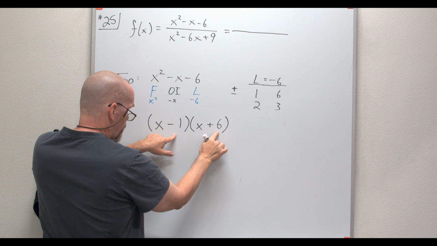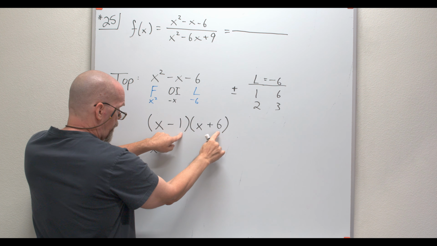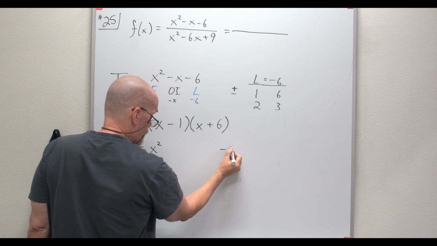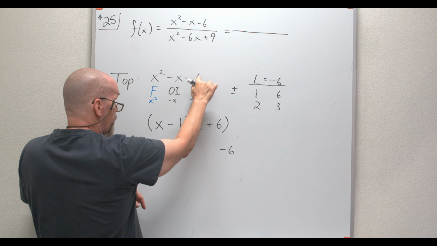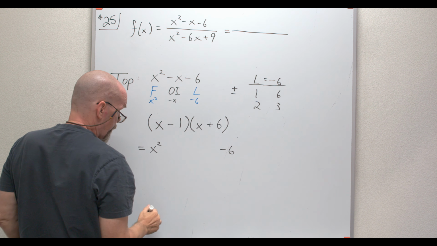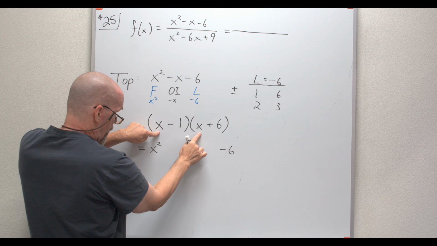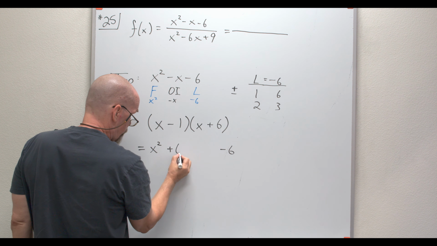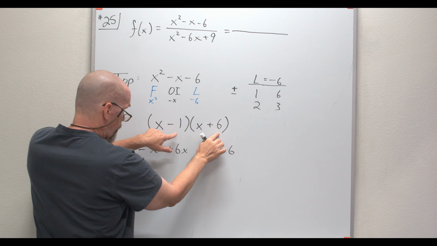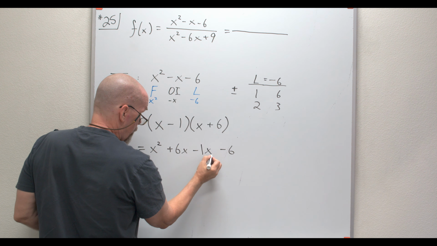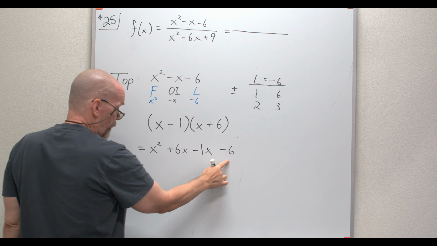If I do my outers, and then my inners, and then my lasts, I know out here I'm going to have my last times last, which is -1 times -6. I chose these two to give me that, so I know that this and that are covered. I need to check to make sure the outers and the inners actually work. First times first, x times x gives me x squared. Outer times outer, they're both positive. Those give me a +6x. Inner times inner, -1 times +x gives me a -1x. Last times last gives me the -6. That's why I chose it.